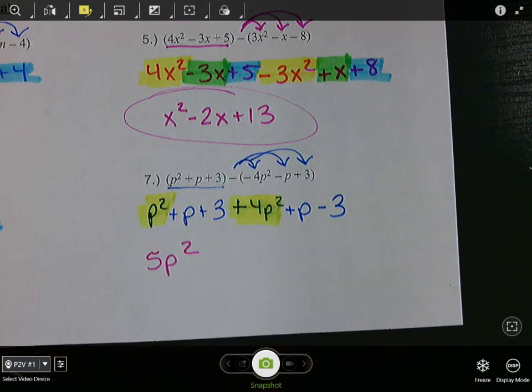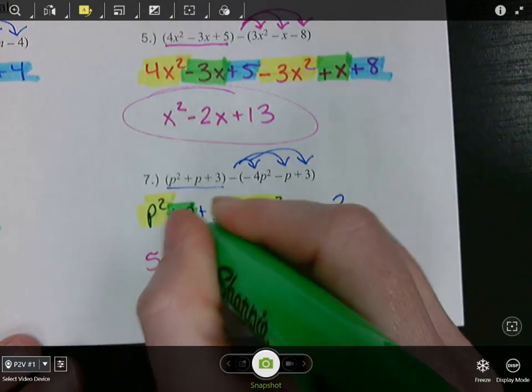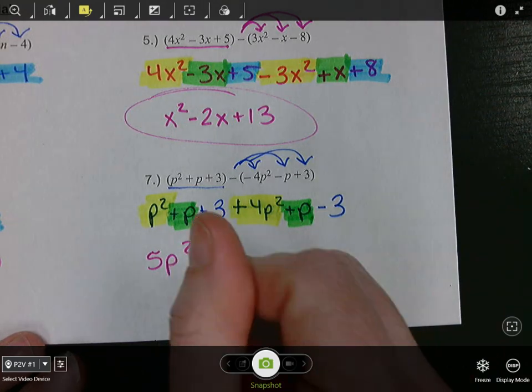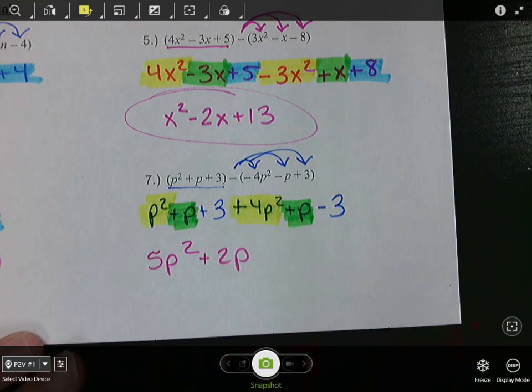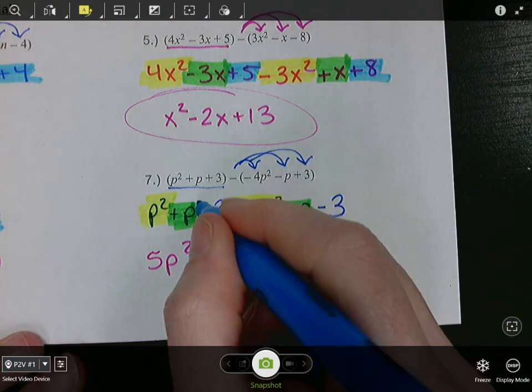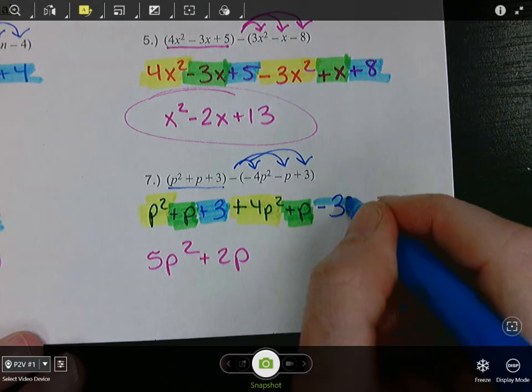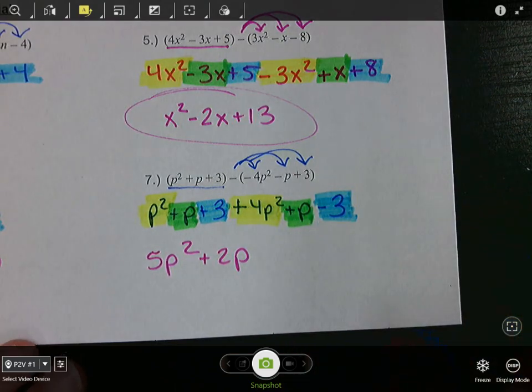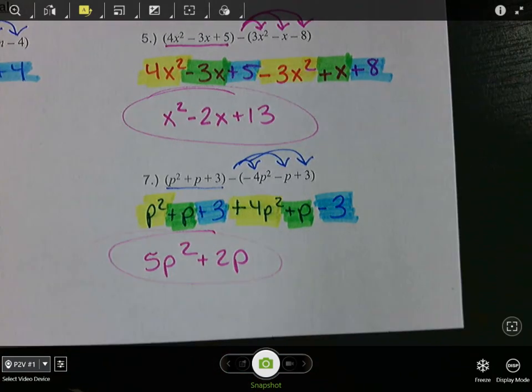Okay, which term would go next? Positive p and positive p. What's positive p plus positive p? And then which term goes last? Yeah, the constant. So positive 3 and negative 3. What's positive 3 plus negative 3? 0. And that's pretty much that canceling out. So we just leave it. We don't put a plus 0. So this would be our answer. 5p squared plus 2p.